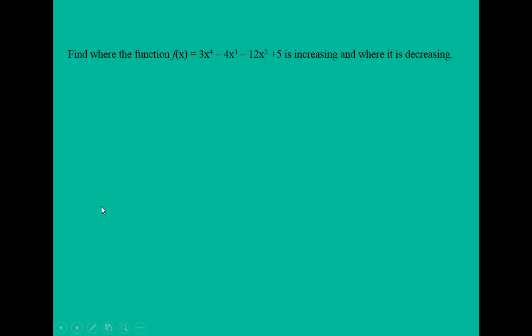Find where the function 3x to the fourth minus 4x cubed minus 12x squared plus 5 is increasing and where it is decreasing. So just from those previous slides, we should be thinking we have to determine where the derivative of this function is positive, because we know if the derivative of the function is positive, it's increasing, and we have to look at where the derivative is negative, and that will tell us where it's decreasing. So let's look at the derivative of this function.